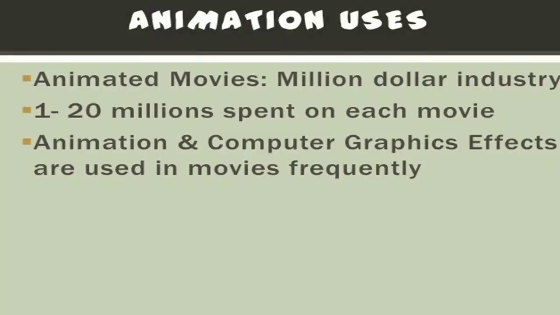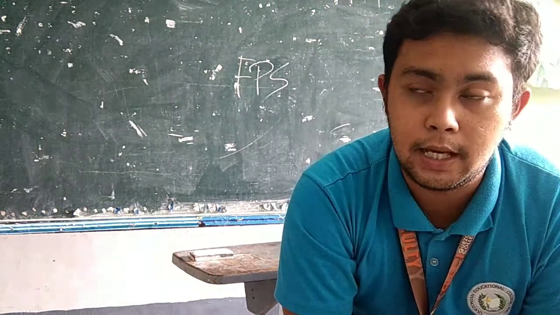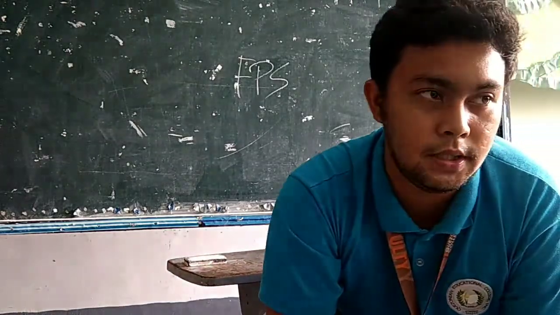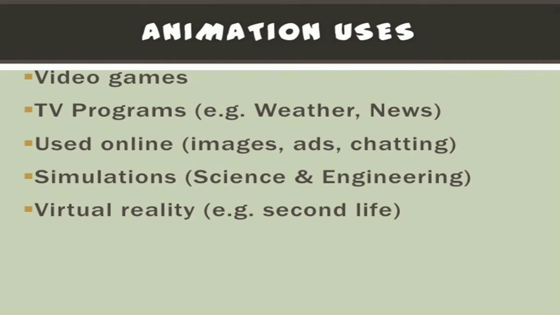Now, as what I have said earlier, animated movies are million-dollar industries. Imagine you will be spending 1 to 20 million in each movie, and it is just for the animated part, and the technicality is not counted. So it is very expensive. Animation and computer graphic effects are used in movies frequently, yes. So animation is used in video games, TV programs, online simulations, and virtual reality.